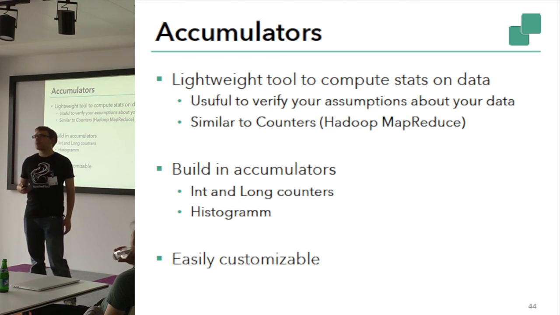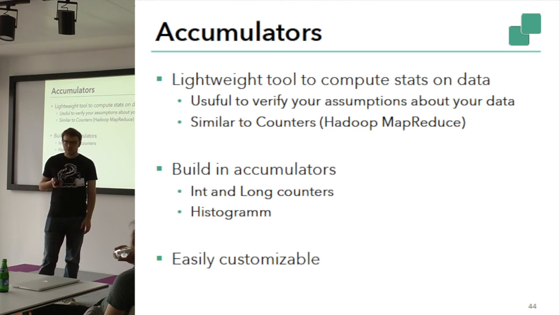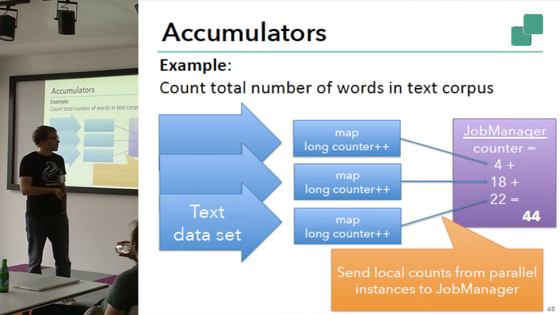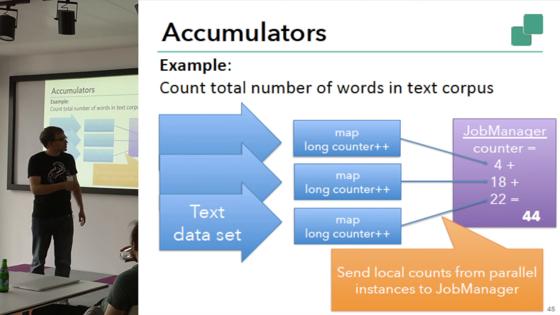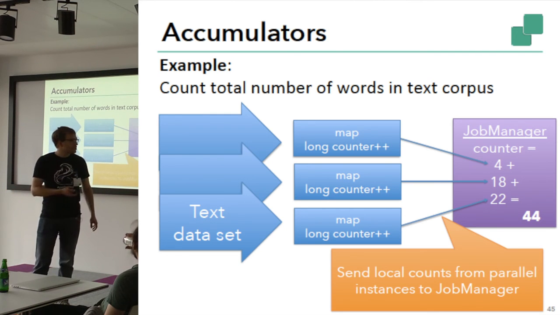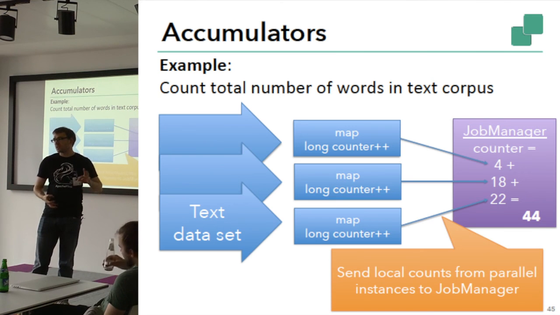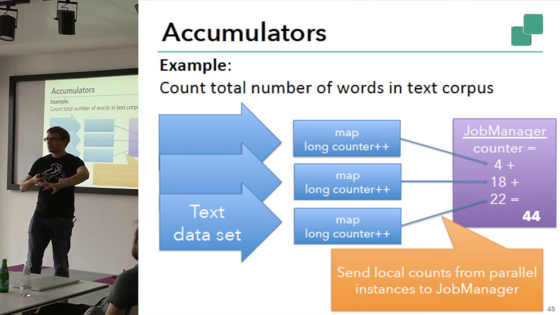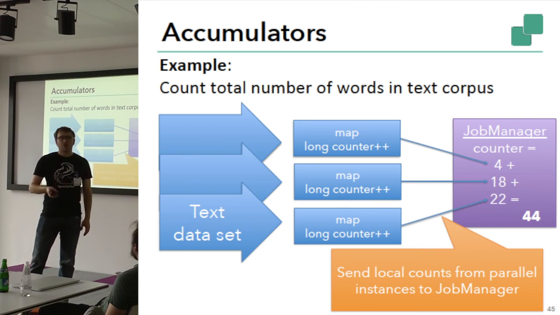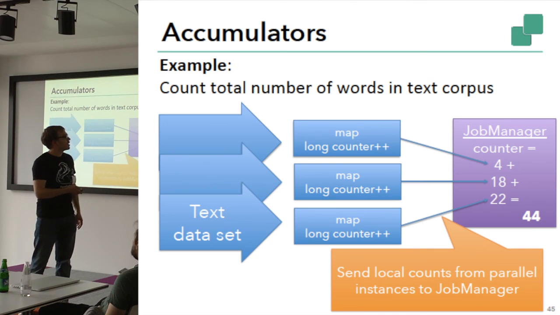So then these accumulators are a neat thing to use. It works basically like this. If you just count how many words are in your text corpus, in the map function, you just increment the counter by 1 whenever the method is invoked, and then at the end, these counters are sent to the job manager, which is the master working node, which then, as I said, needs to have some kind of a merge function to combine multiple of these accumulators, and then you can see the final result.